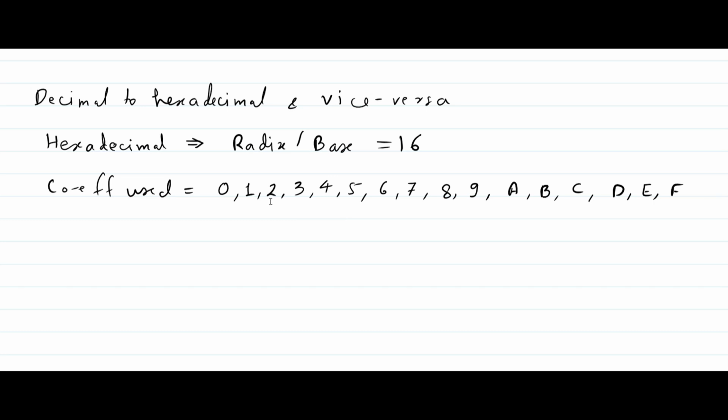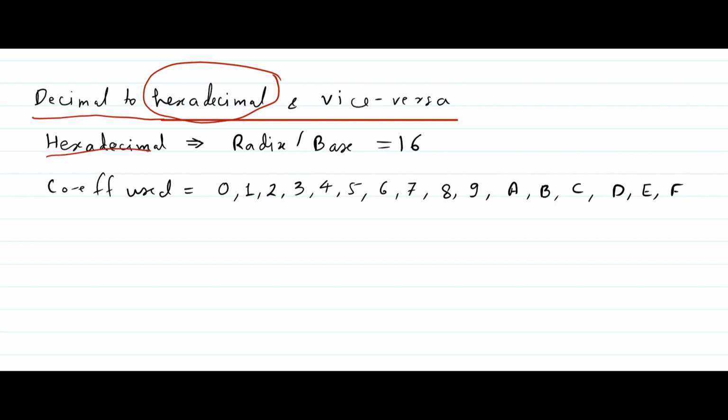Hello friends. So far I have discussed the number systems: decimal, binary and octal. In this lecture I will focus on the hexadecimal number system, and I will focus on decimal to hexadecimal conversion and vice versa. That means decimal to hexadecimal and hexadecimal to decimal.